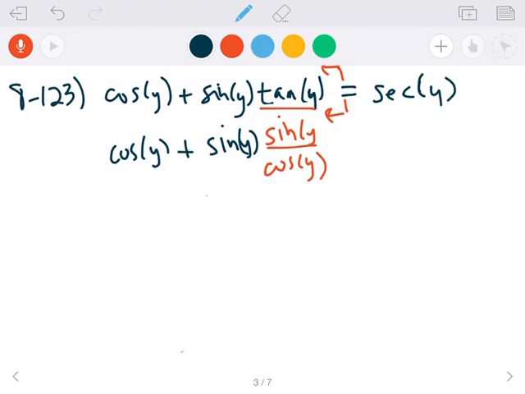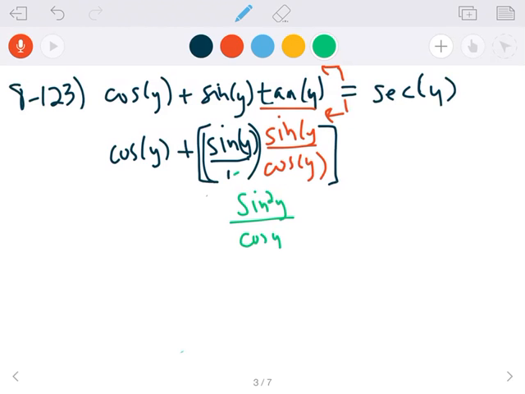So the next thing that I'm going to do is to just rewrite this by multiplying. So sine times sine, or sine over 1, times sine over cosine. Sine times sine is sine squared. And 1 times cosine is just cosine. We're still adding that to the cosine of y.